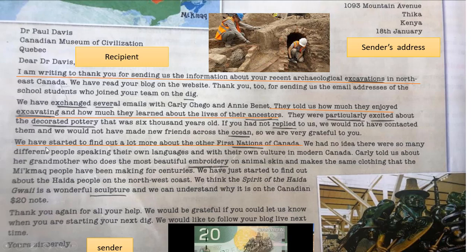Now we go to the second paragraph. We have begun to find out, to discover a lot more about the other First Nations. First Nation means ancestors of Canada. We had no idea. There were so many different people speaking their own languages and having their own cultures in modern Canada. Modern is the opposite of old.